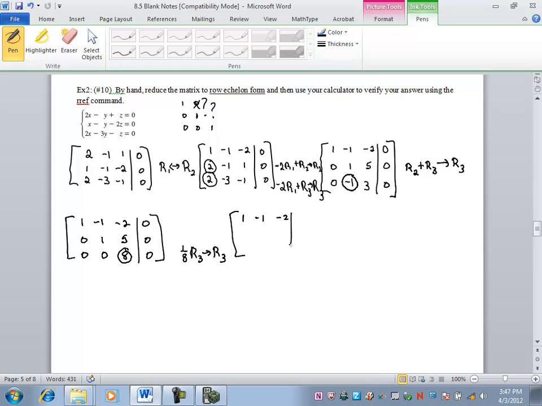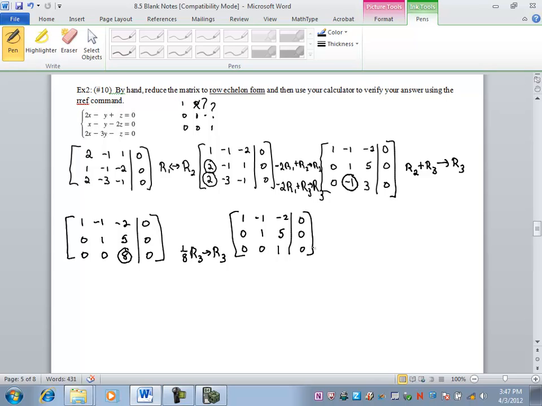1, negative 2, 0, 0, 1, 5, 0, and then we're multiplying 0 by an eighth and getting 0, 0 by an eighth and getting 0, 8 by an eighth and getting 1, and 0 by an eighth and getting 0.